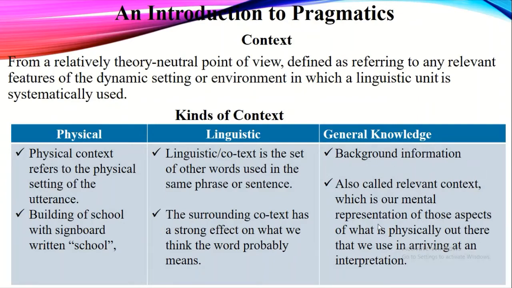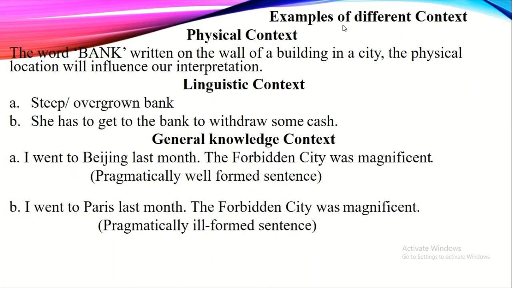Last one is general knowledge. General knowledge is the background information, and general knowledge context is also called relevant context. That is our mental representation of those aspects of what is physical out there, and we use it in arriving at an interpretation. Let's have a look at different examples of all three contexts.